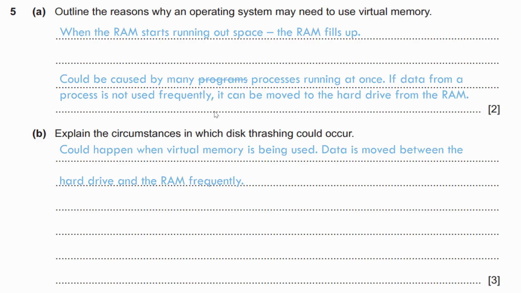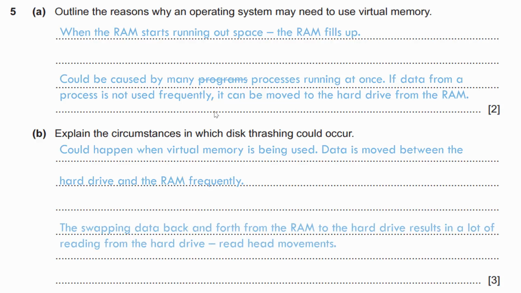Frequently, this causes a lot of wear and tear on your hard drive. When you talk about disk thrashing, we're talking about the hard drive. The swapping of data back and forth from the RAM to the hard drive results in a lot of reading from the hard drive. There's a lot of read head movement going back and forth all over the hard drive.